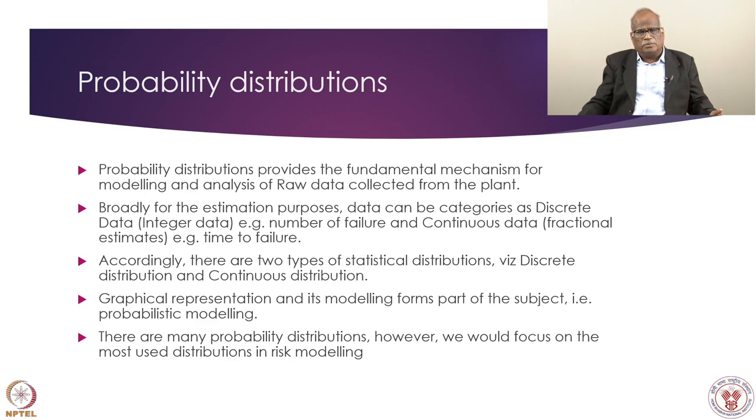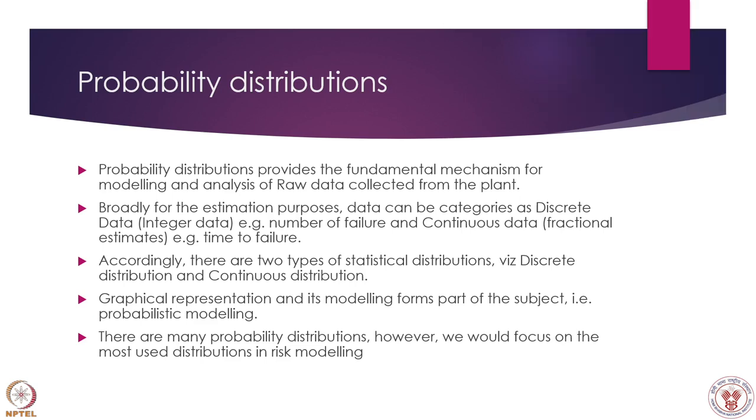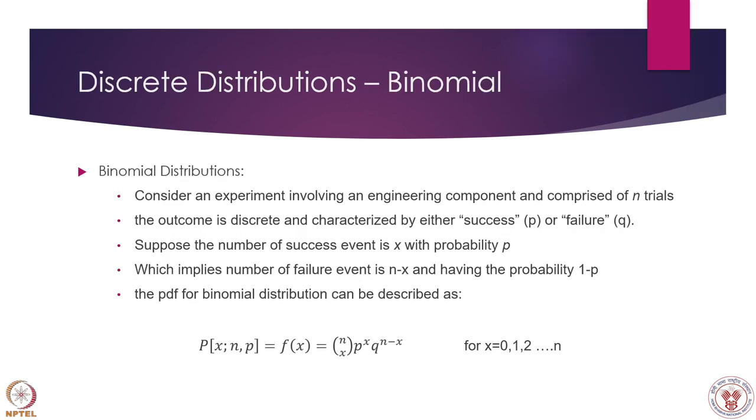Now, the other one is continuous distribution, where the data is in a continuum. That means it is in fractions. This type of data is called continuous distribution, where it is not in integers, it is in decimal estimates. Here we'll first be talking about discrete distributions, and there are two distributions I feel are used in probabilistic modeling. These are the binomial distribution and the Poisson distribution. So let us see what the binomial distribution is.